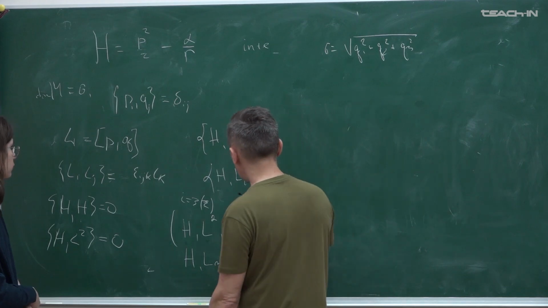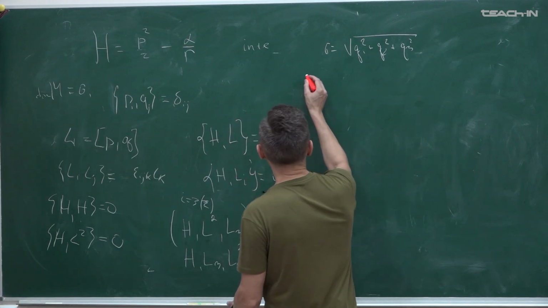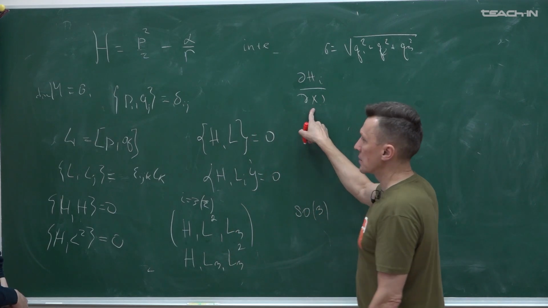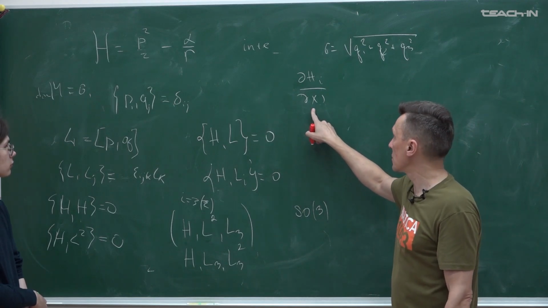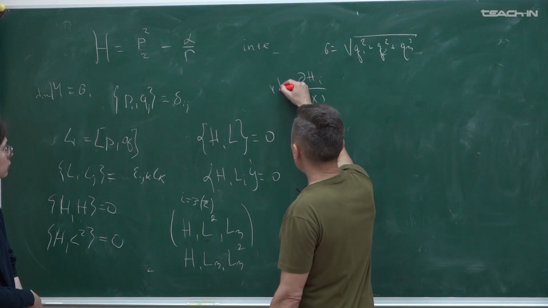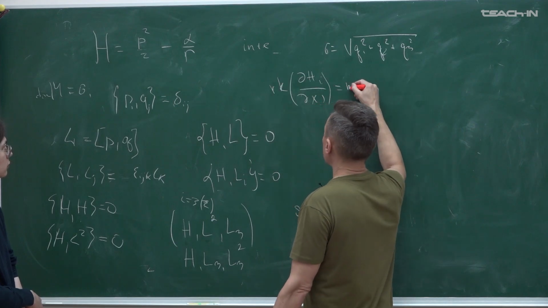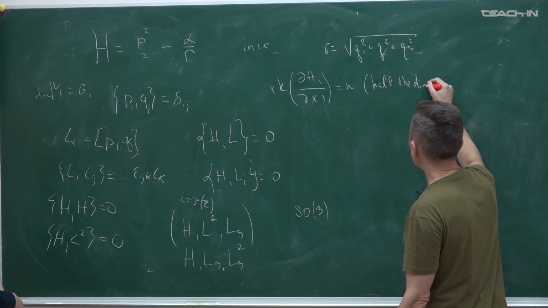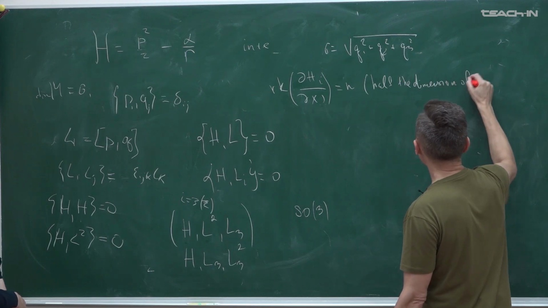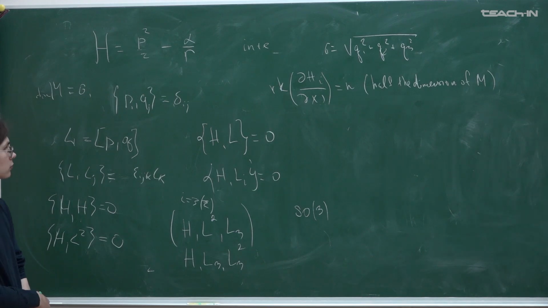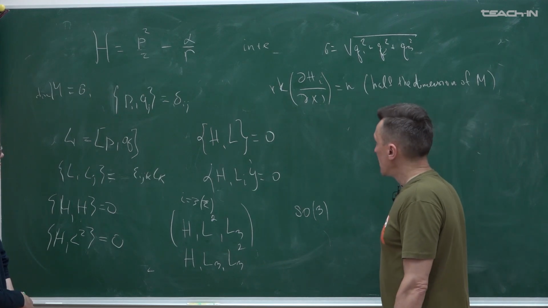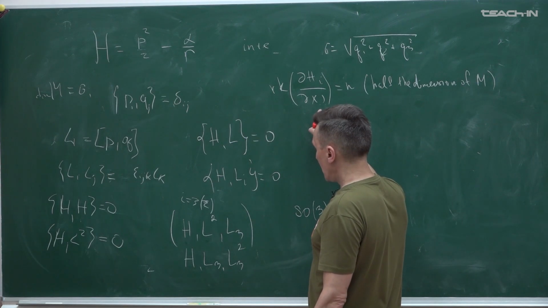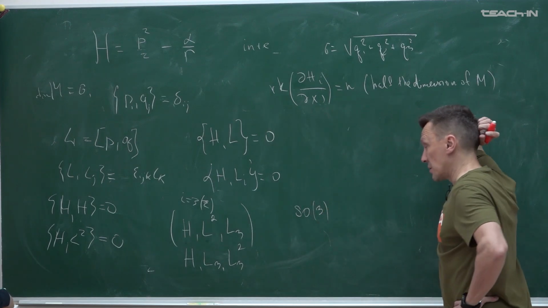We have to calculate, so here are some functions h_i. We have to calculate dh_i over dx_j. These are the coordinates on our Poisson manifold. And we ask for the rank of this matrix to be n, which is half the dimension m. So you see, we have coordinates p and q.